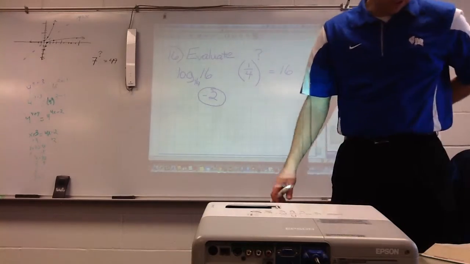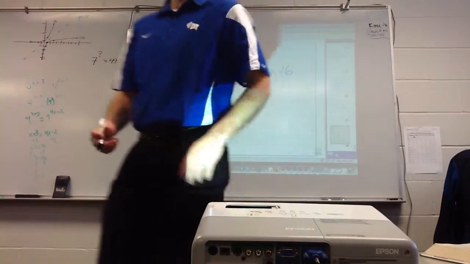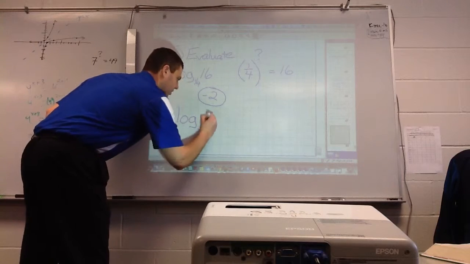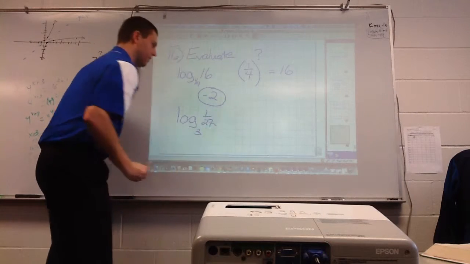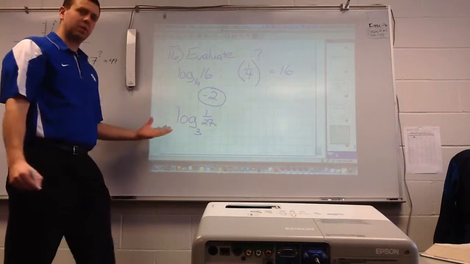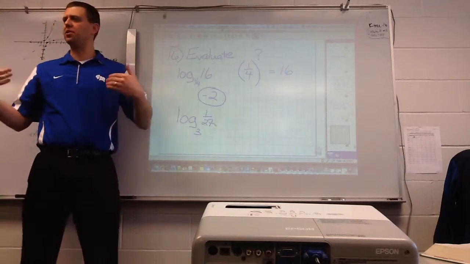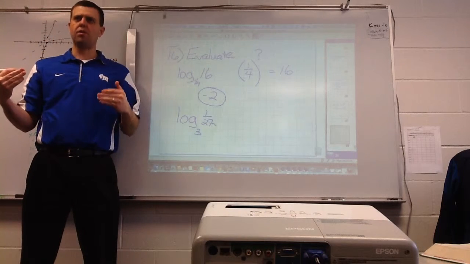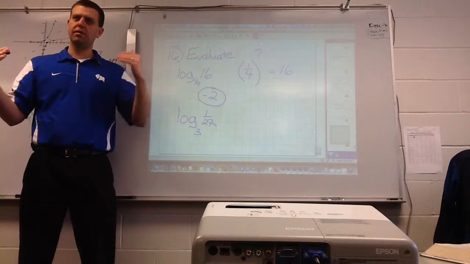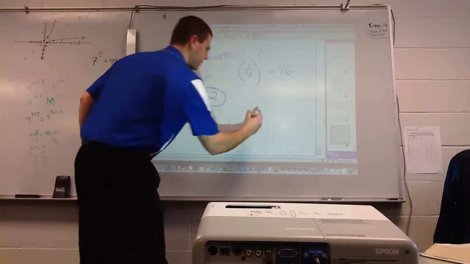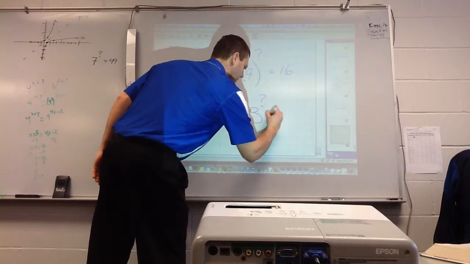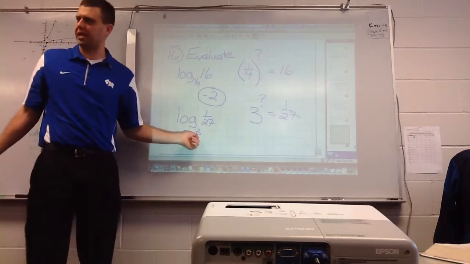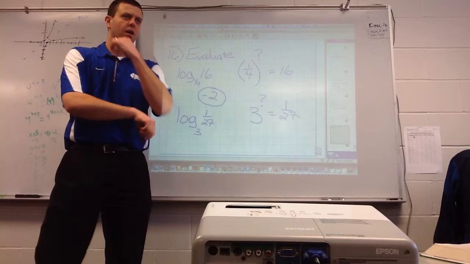Sure. Yep, 14 says log to the base 3 of 1/27. So again, how should we be thinking? What thought process should we be going through in our head? 3 to what power equals 1/27? Or what exponent does the 3 need in order for it to equal 1/27?